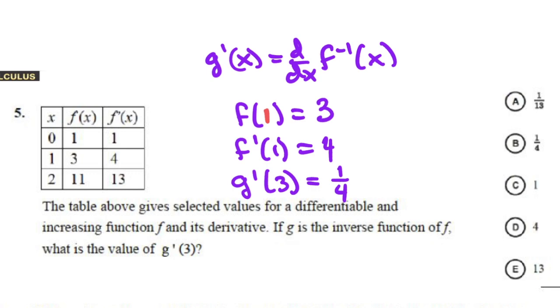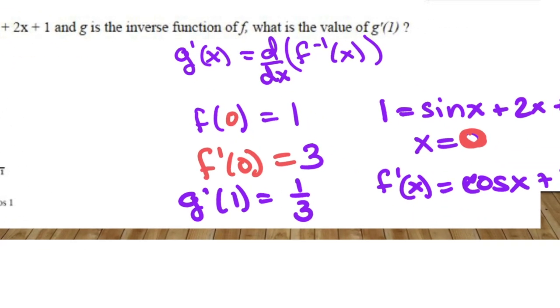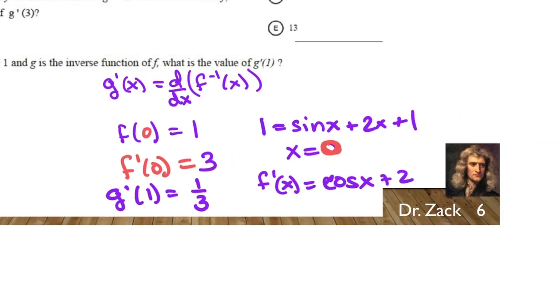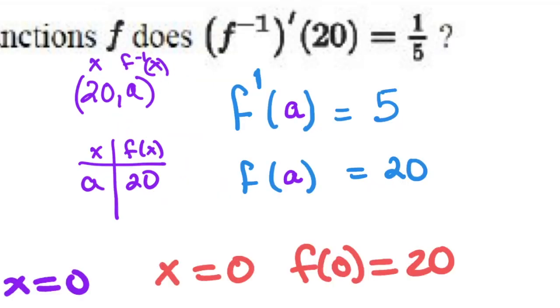Question 5, we know that when x equals 1, we're going to end up with a 3. So f prime at 1 is equal to 4. The reciprocal of 4 is 1/4. And then question 6, we know that f at 0 is equal to 1 after we solve for this function. And f prime at 0 is equal to 3. So our reciprocal is 1/3.